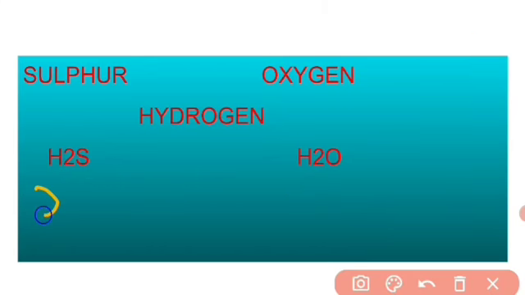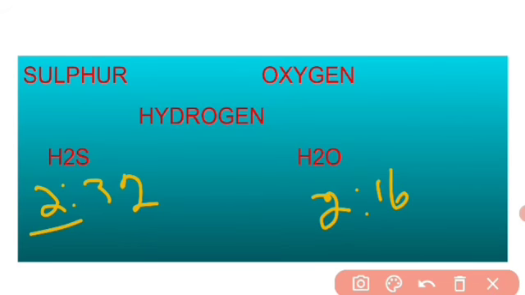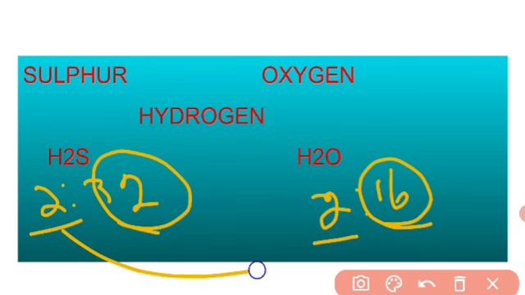So you will get the answer as 2:32, and here you will get the answer as 2:16. You can see hydrogen is fixed. What is changing is 32 and 16. So 2:2, this is fixed. Hydrogen is fixed here.